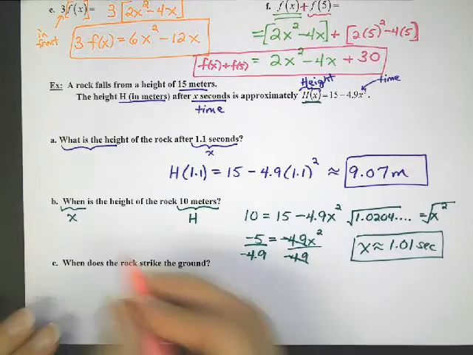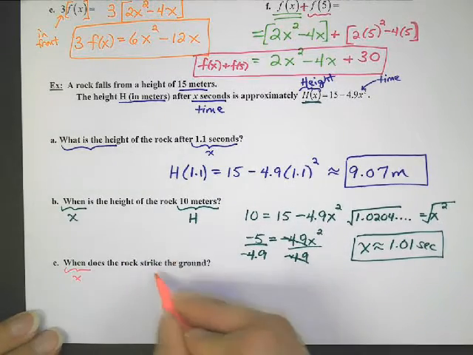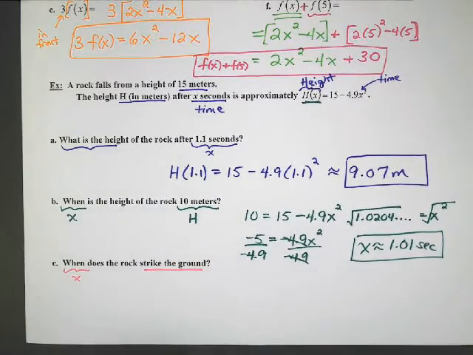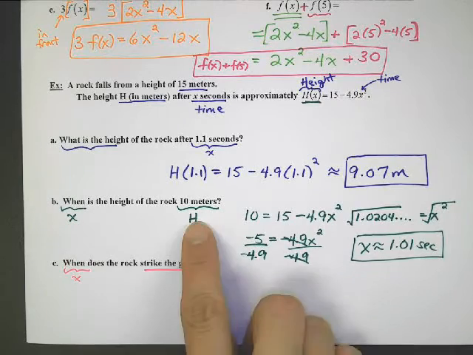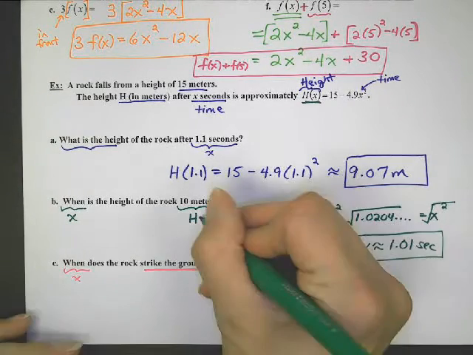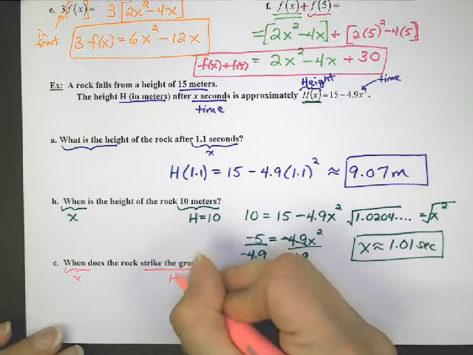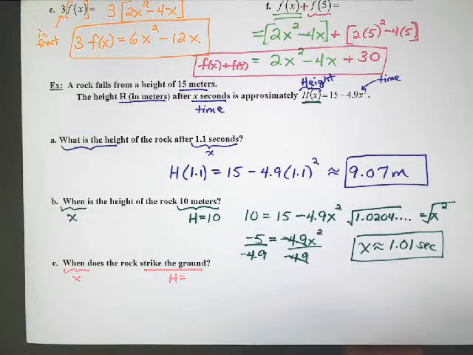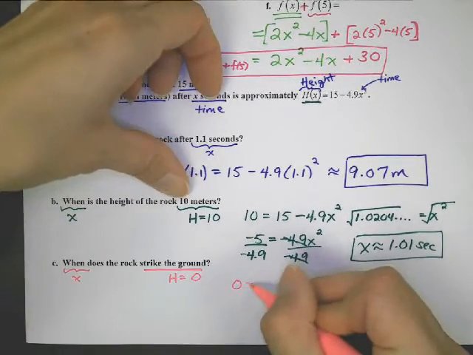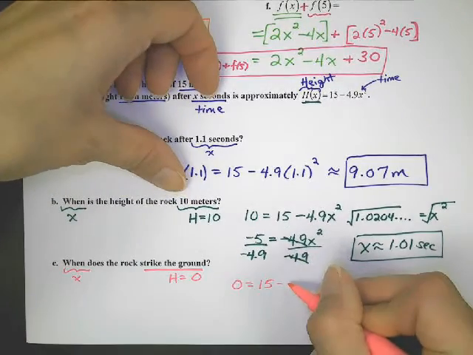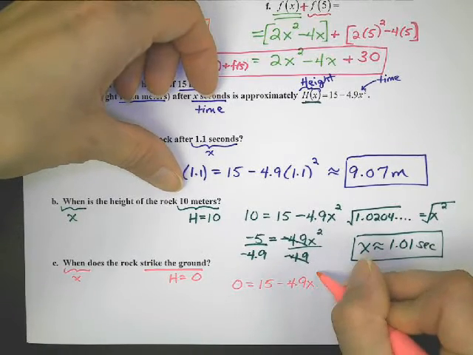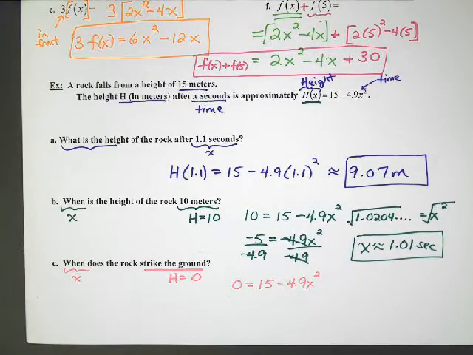Okay, when does the rock, so when is X, strike the ground? Strike the ground. What kind of height is that? What kind of height is the ground? Here it said the height was 10, so I let H be a 10. But now it says ground, so I'm going to let H be a 0. Okay, so 0 equals 15 minus 4.9x squared.